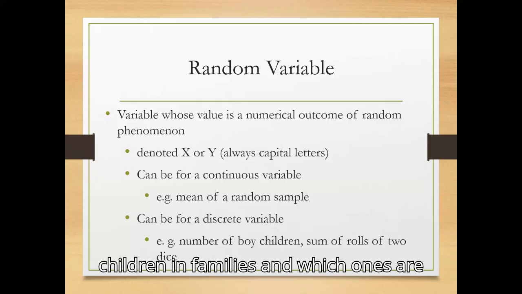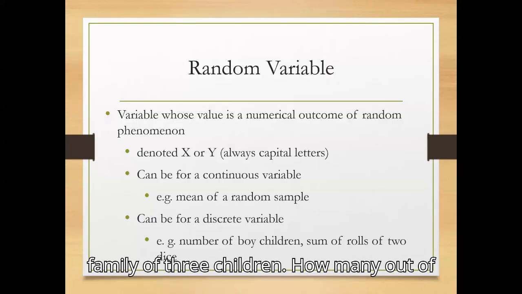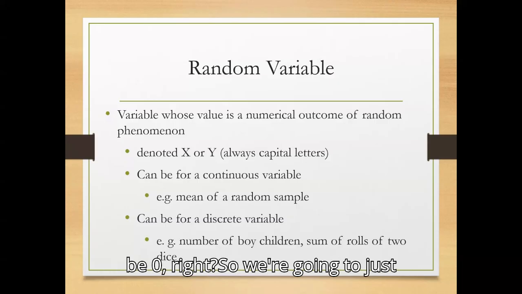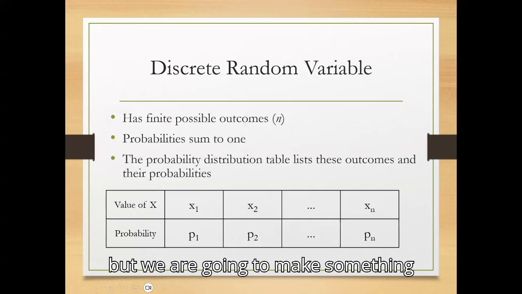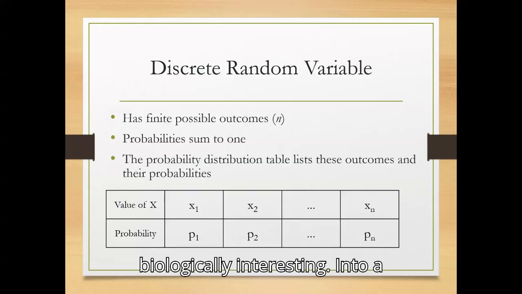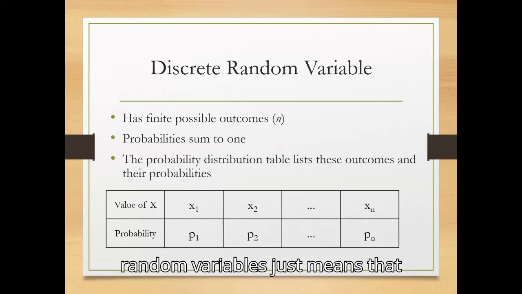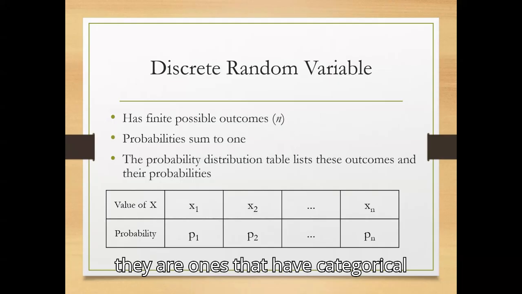If we're looking at numbers of children in families and which ones are boys and which ones are girls, then we can say, oh, here's a family of three children. How many out of those are boys? One. Okay, it could be zero. It's a little trickier to think about it for a discrete variable, but we are going to make something biologically interesting into a random variable. And we're going to focus on discrete random variables. Discrete random variables just means that they are ones that have categorical outcomes.